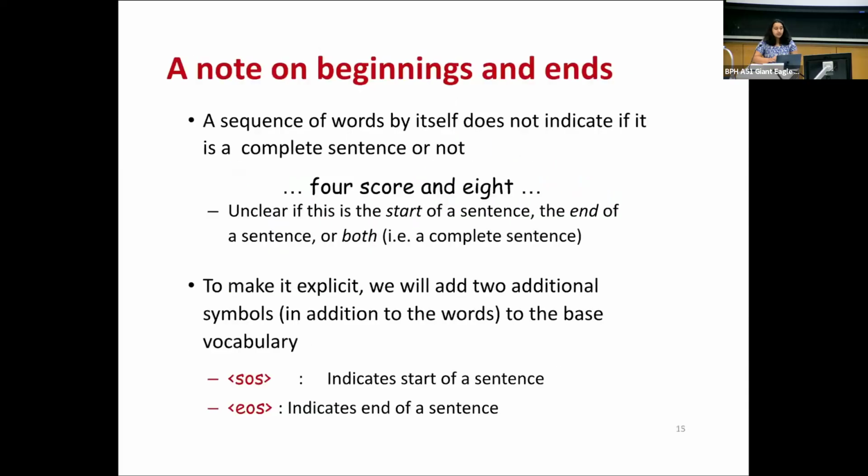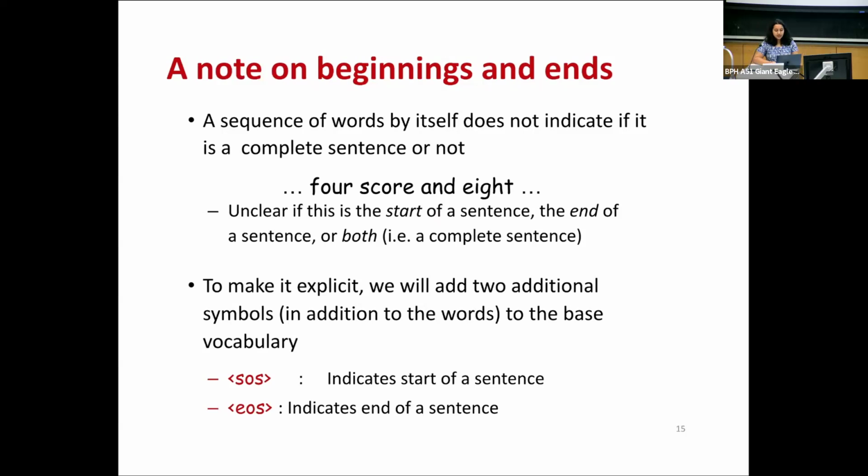But before we go in depth on the model, how should the input look? A note on beginnings and ends. When you're passing a sentence to the model, it does not know if it's in the middle, the start or the end, unless you specify it. If you see here, "four score and an eight", it's unclear if this is the start of a sentence, the end, both, or just the middle. To make it explicit, we'll give an SOS and an EOS: SOS is the start of the sentence and EOS is the end of the sentence.